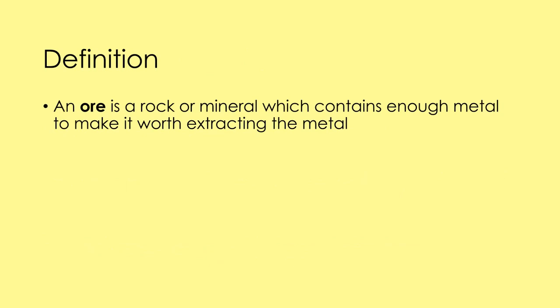So before we start, here's our definition. The definition of an ore, and they quite often ask this in an exam question, is that it's a rock or mineral which contains enough metal to make it worth extracting the metal. Quite often people in exams write just that it's a rock or mineral which contains metal. It's not just that it contains metal, it's that it contains enough metal, so that there's a high enough percentage of the metal that it's worth extracting it. If there's only a small percentage of the metal in the rock or mineral, then it costs too much to extract it and it's not used.